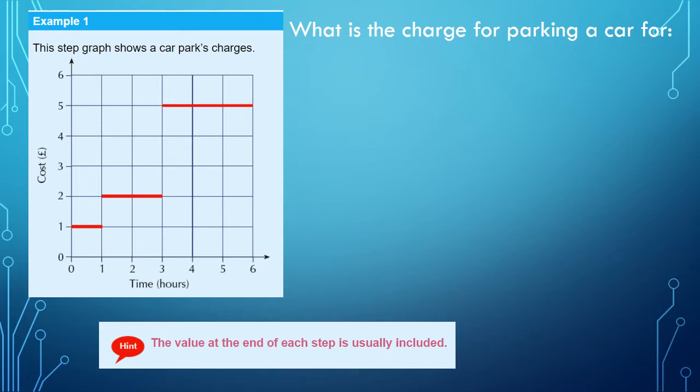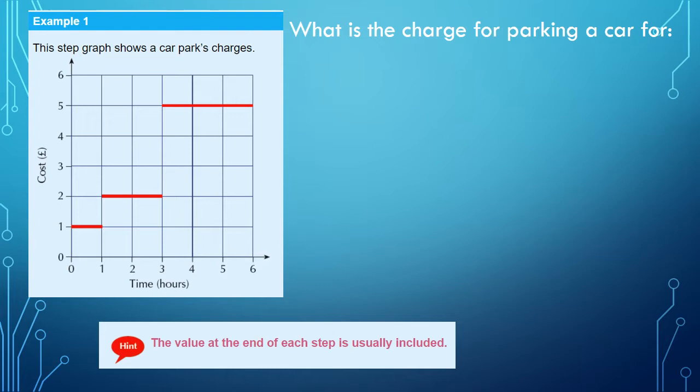Look at the first example. This graph is a step graph. It's formed of three horizontal lines. This step graph is showing the parking charges. Look at the horizontal axis. It is the time in hours. The vertical axis is the cost in pounds.